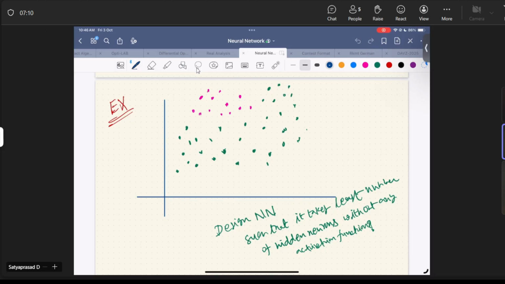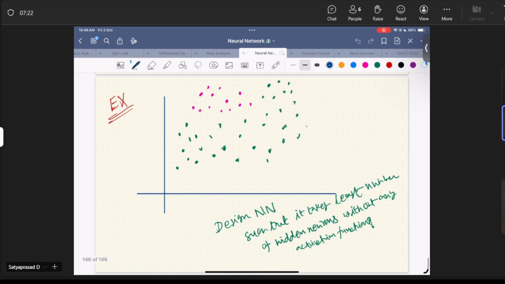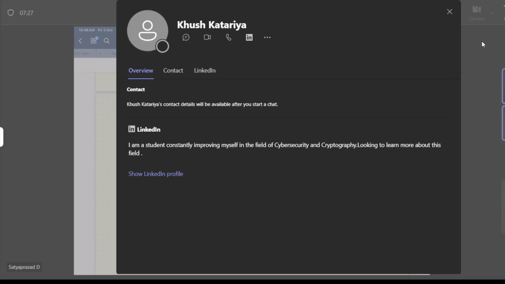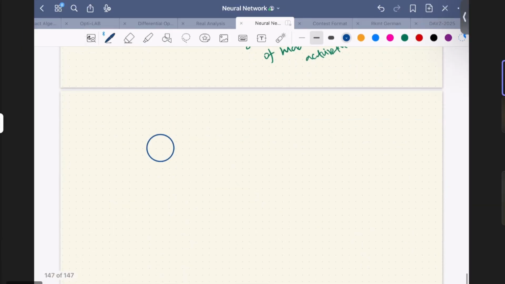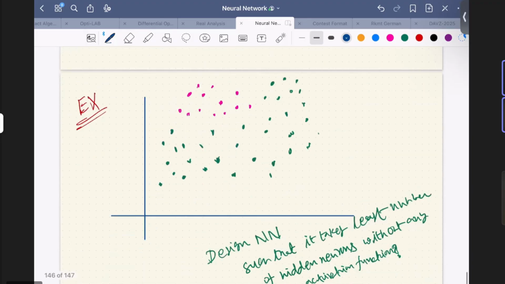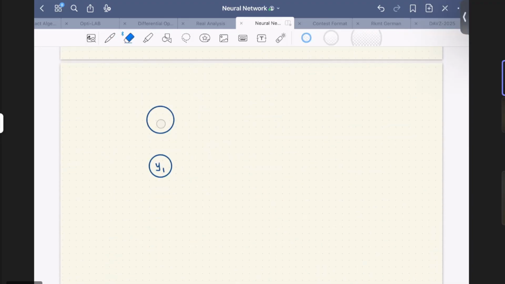Sir, in one hidden layer, we can use multiple neurons and some output bias. We can separate these things, sir. We have only two inputs, that is the coordinates x1 and y1, the points. Okay, I will keep it as x and y, in general variables, instead of x1 and y1.